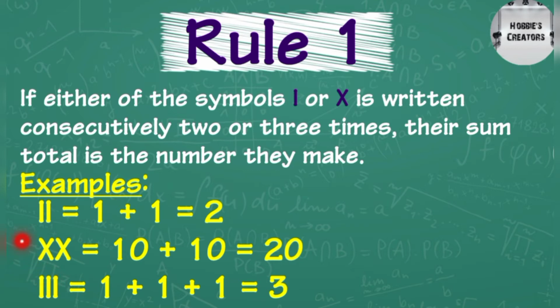Then you can see the second example. Here I have written X and X. The Roman numeral X is 10. Here I have written 2 X's. So 10 plus 10 is equal to 20. So the Roman numeral for the number 20 is 2 X's. I hope you are clear with rule 1. In rule 1, the symbol I or X is written continuously either 2 or 3 times, not more than 3 times, only 2 or 3 times, and that is the sum total they make.